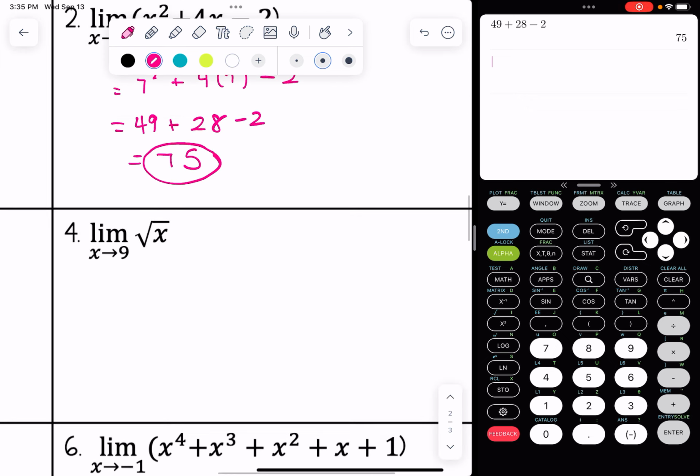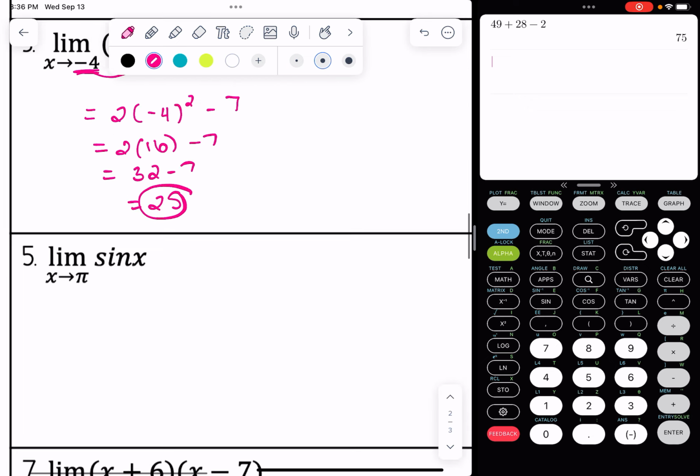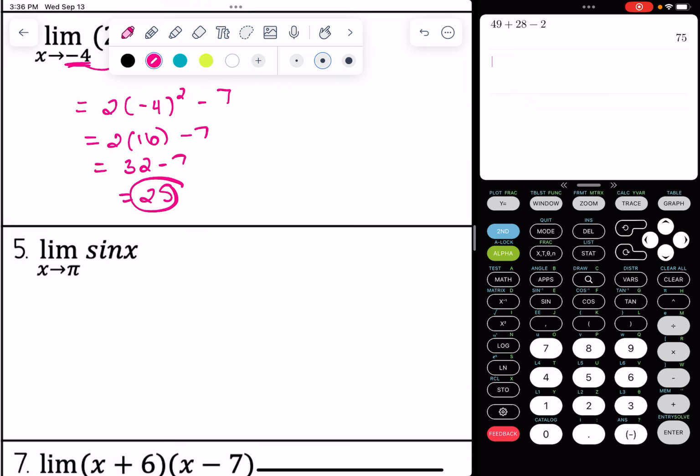Number 4, the limit as x approaches 9 of radical x is simply radical 9, or 3. Number 5, the limit as x approaches pi of sine of x. So we are going to plug in pi for x here. And now we have to think as to what our answer is.